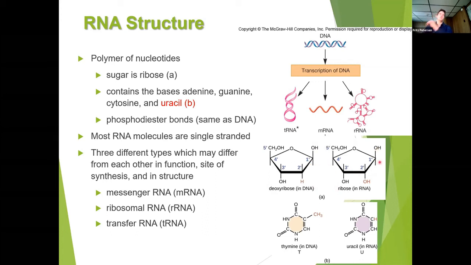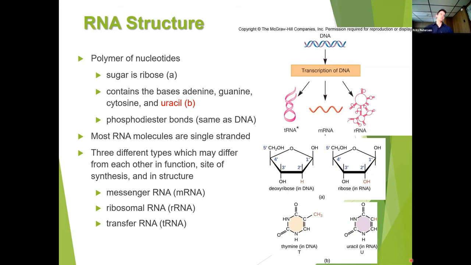The other main difference is that the bases are slightly different. RNA still contains adenine, guanine, and cytosine, but it does not contain thymine. You can see here in image B, thymine is found only in DNA, and it gets replaced with uracil, or U, in RNA. So if you see U on a strand, you can be sure it is RNA.